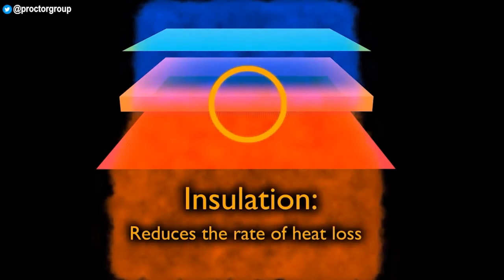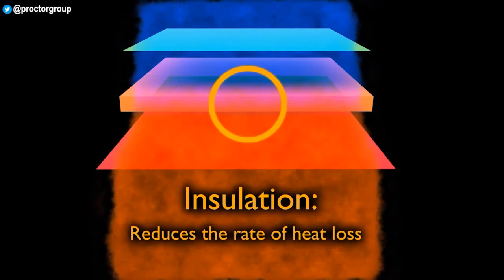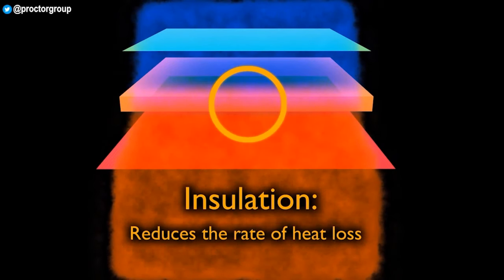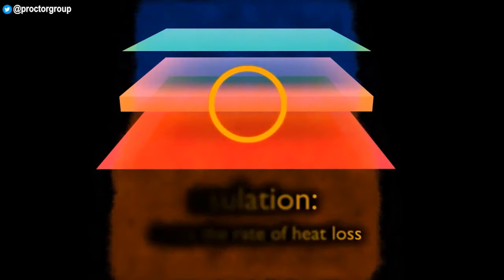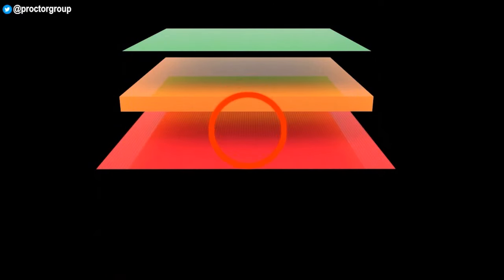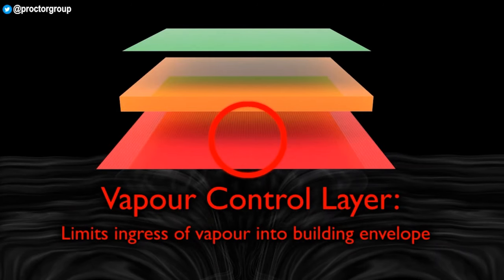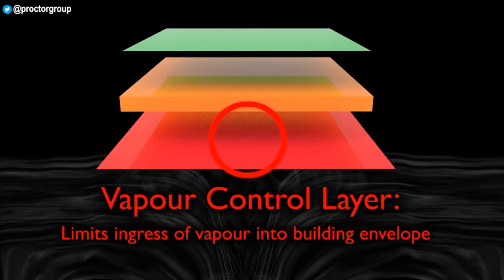Insulation. Insulation prevents heat loss from the building envelope. However, if the specification is not carefully considered, this can lead to moisture vapour becoming trapped in cold areas, which can give rise to condensation. Vapour control layer. The vapour control layer is installed internally, where it helps prevent this condensation by ensuring that the amount of moisture vapour entering the building is minimised.